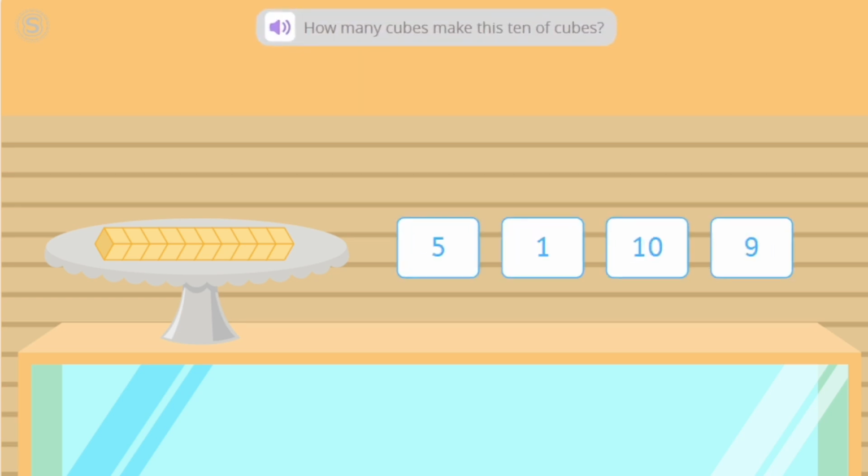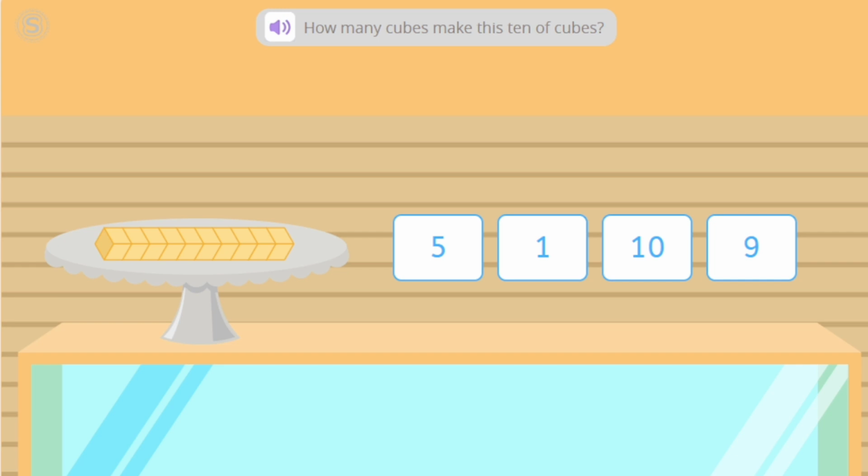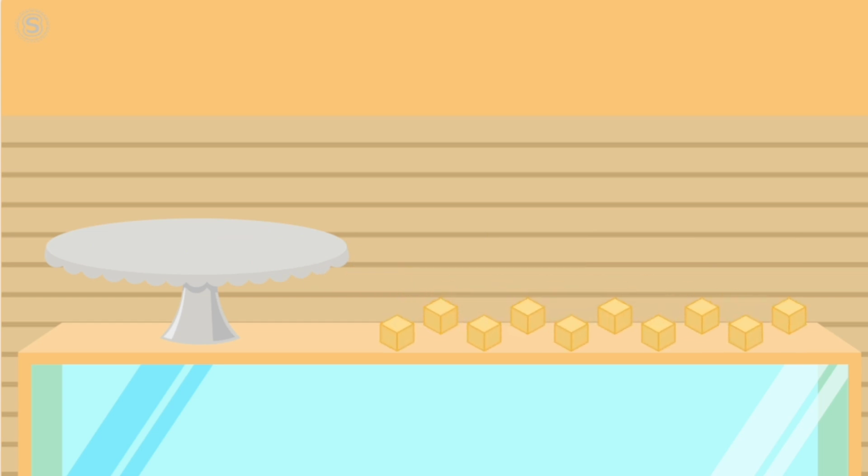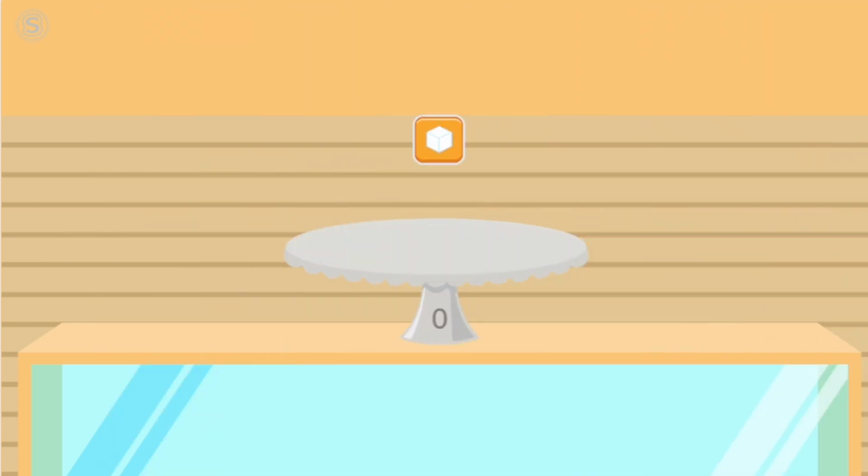What would happen if we broke up this rod of cubes? How many separate cubes would we have? Fantastic! A 10 is made up of 10 units. Let's put the rod of 10 cubes back together. Press this button to place the cubes on the tray.